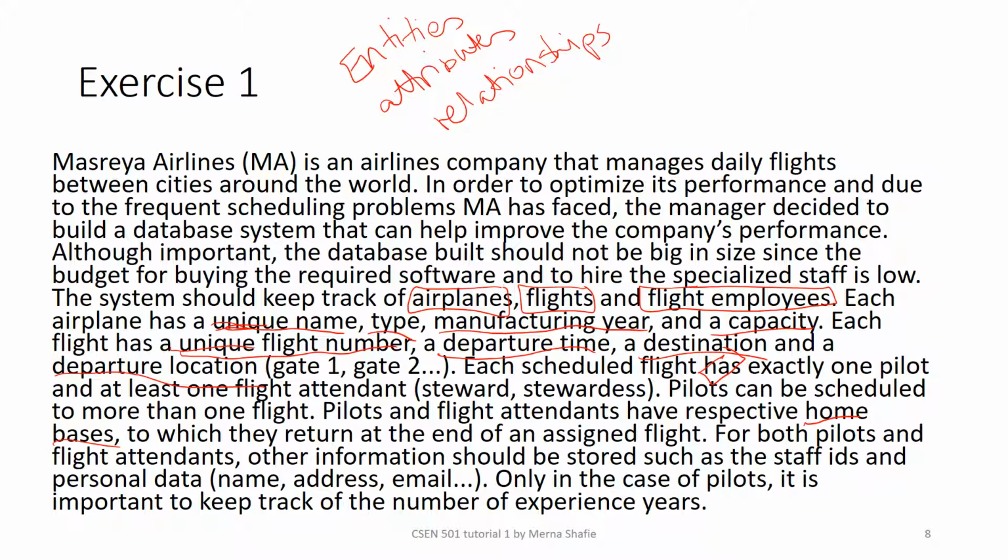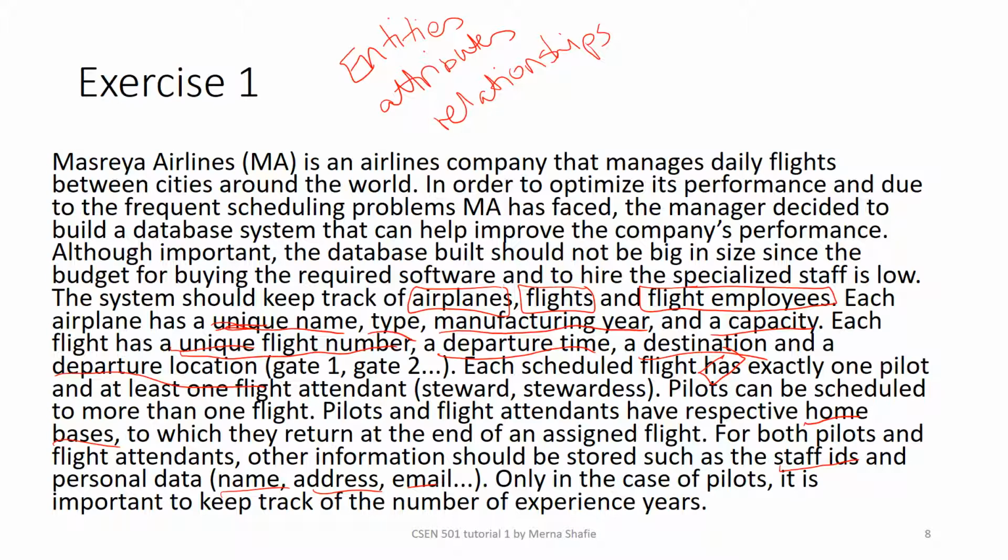For both pilots and flight attendants, other information should be stored, such as the staff ID. Okay, so that's an attribute. The personal data is name, address and email. So these are the home base, staff ID, name, address and email. These are the attributes of the pilots and flight attendants. So up to now, I consider the two of them as one thing.